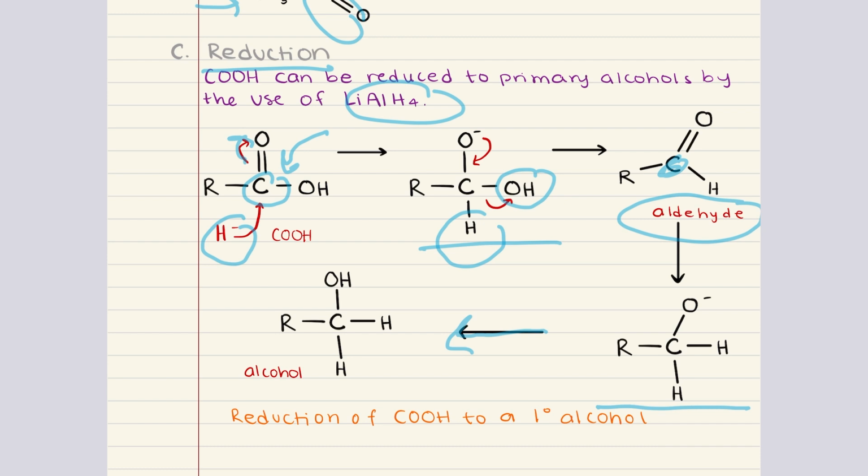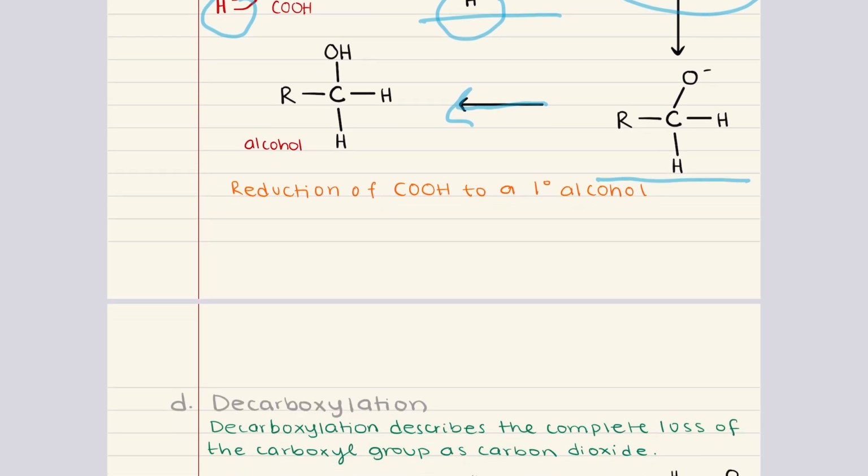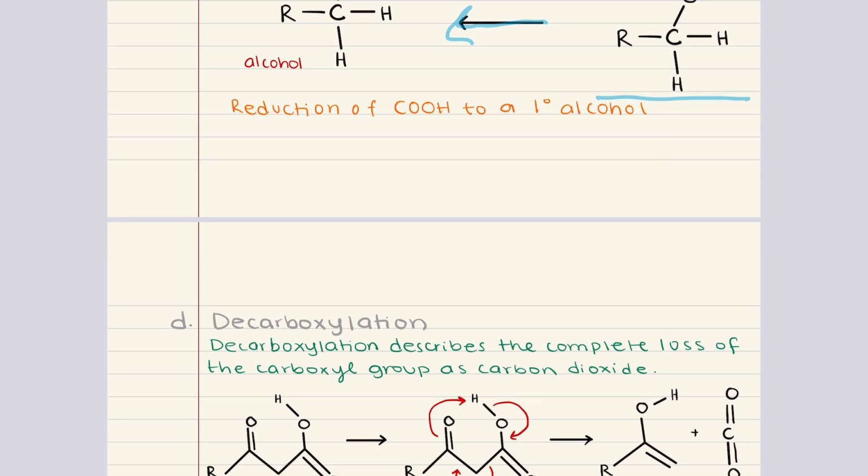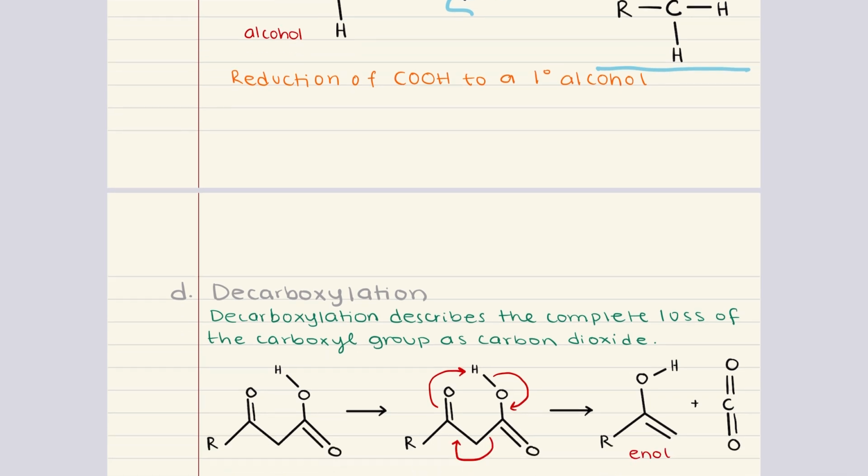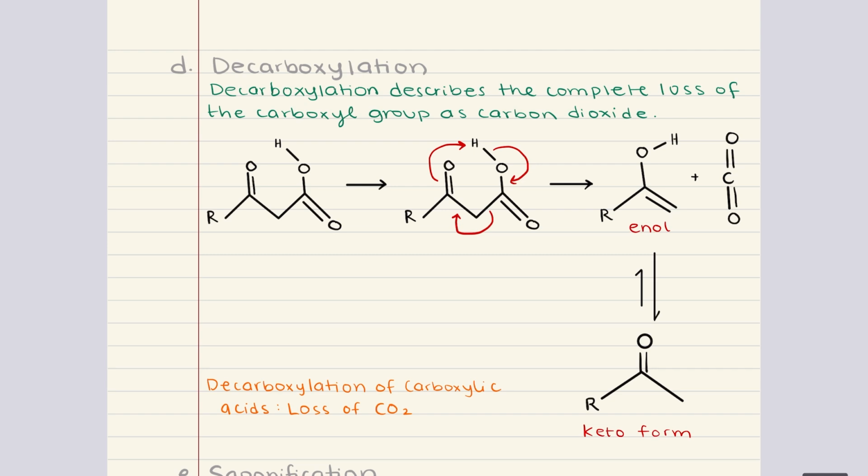From here, let's move into the final two major reactions that we need to cover for carboxylic acids: decarboxylation and saponification. First, let's talk about decarboxylation. This describes the complete loss of the carboxyl group from a molecule, and it's released as carbon dioxide gas. Let's go through the mechanism that's shown here.